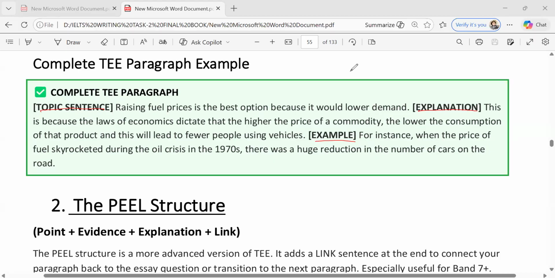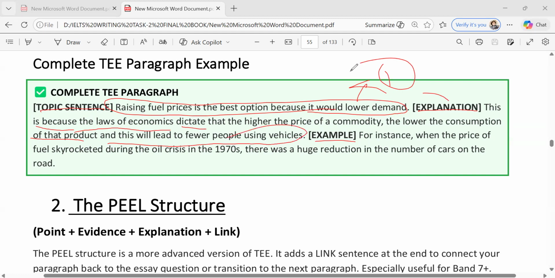So, rising fuel price is the best option because it would lower demand. This is my topic sentence. And how many points have I mentioned? Only one idea. Explanation: this is because now you want to give reasons. This is because the laws of economics dictate that the higher the price of a commodity, the lower the consumption of the product, and this will lead to fewer people using vehicles.